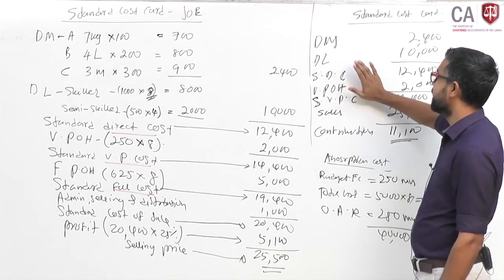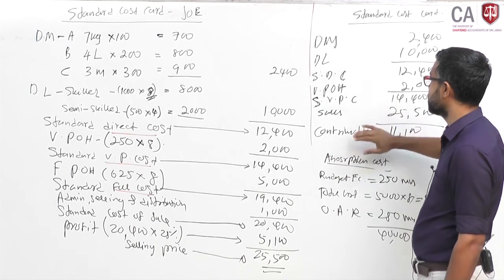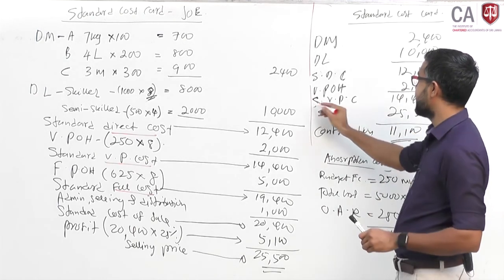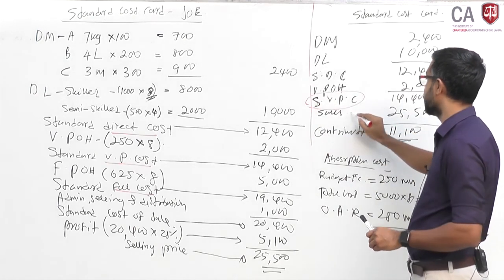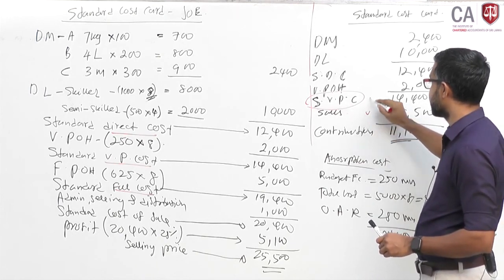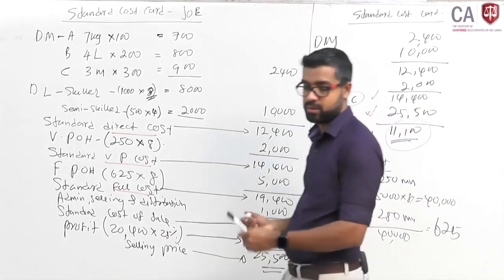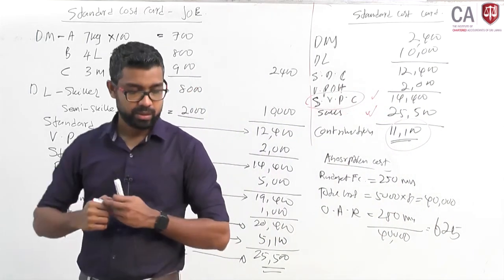Direct material, direct labor and variable production overhead cost make the total standard variable production cost. From that you deduct selling costs, and you take the difference between that and sales. You will get the contribution, sales minus variable cost. Fine.